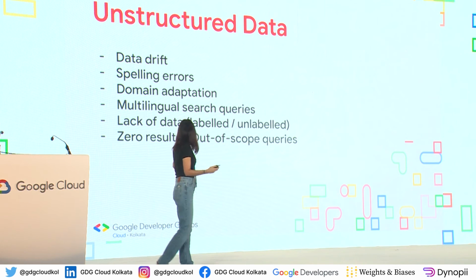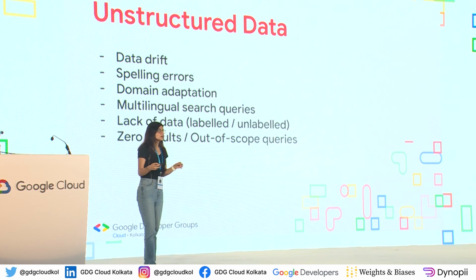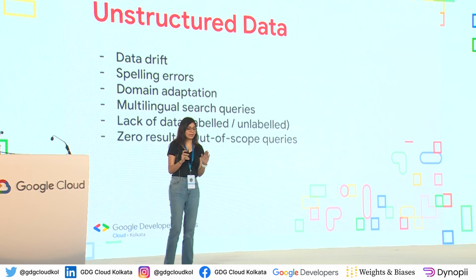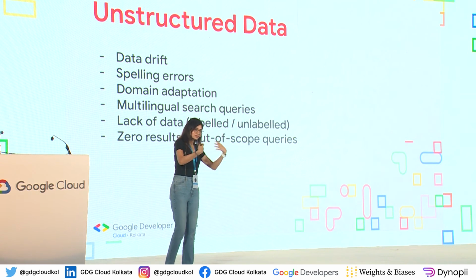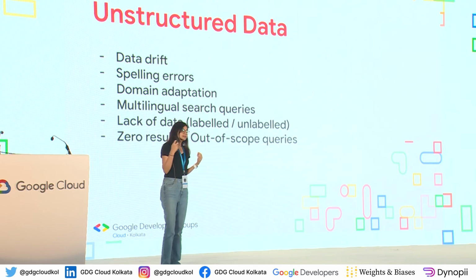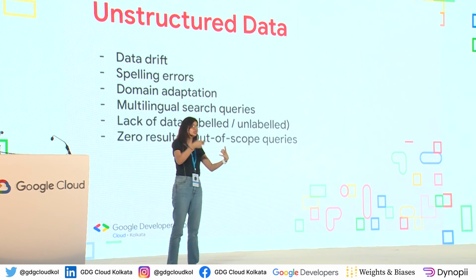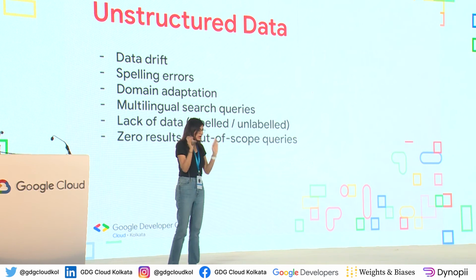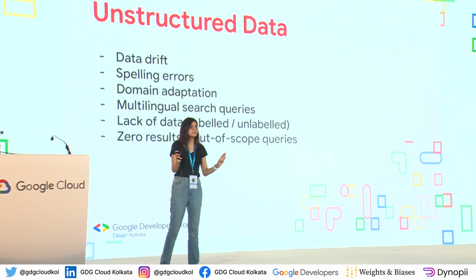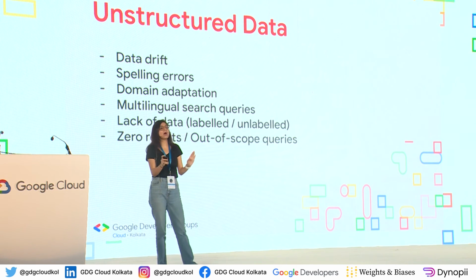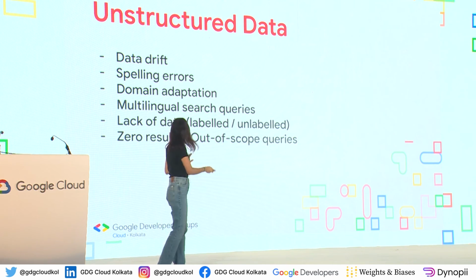Lack of data, whether it's unlabeled or labeled, will always become a bottleneck when you're building accurate search engines. Zero results or out of scope queries. You have to keep in mind that if you have, say, 100 documents and you've indexed them and built a search on top of them, there'll be some user who is going to ask a query which is not going to match any of them. Or worse, the user asks a query and an irrelevant document is shown to them. So you have to keep in mind that there are going to be these kinds of negative scenarios or corner cases, and you have to build and accommodate for them.